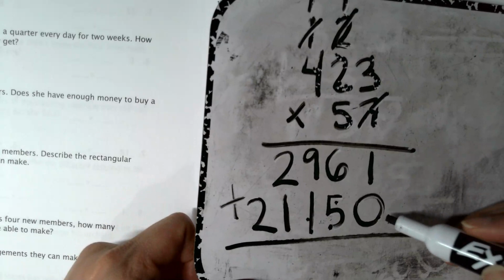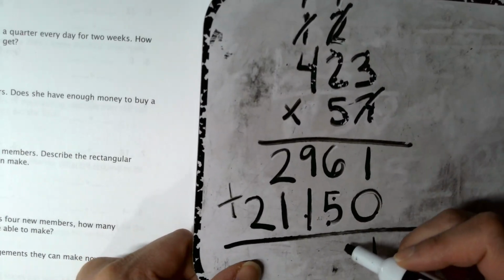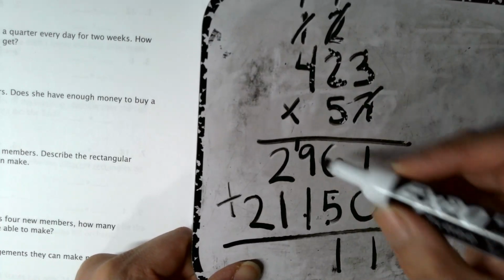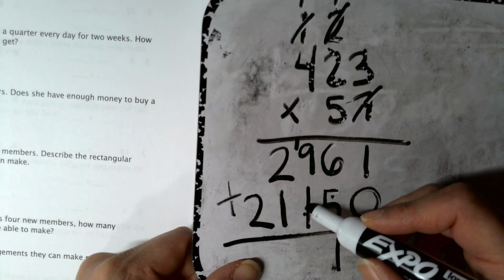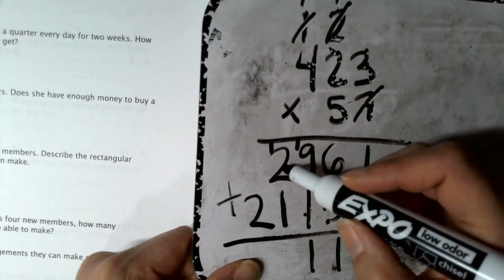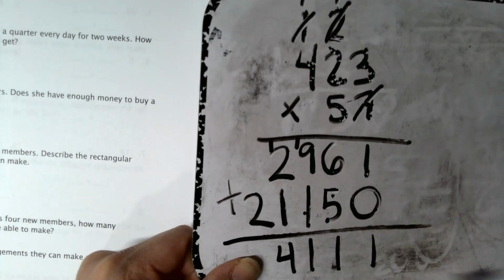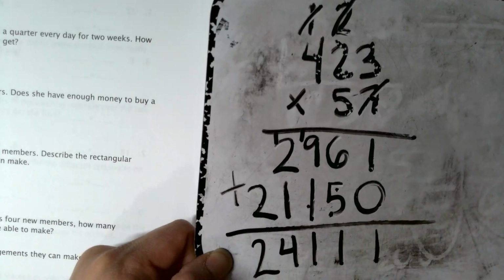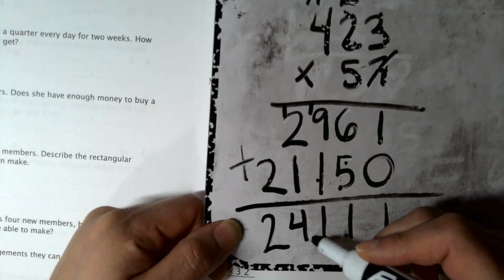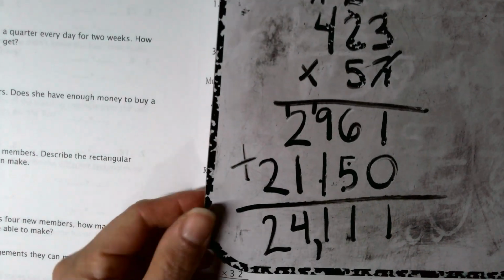Okay, 1 plus 0 is 1. 6 plus 5 is 11. We put down the 1, carry the 1 over here. 9 plus 1 is 10. Plus 1 more is 11. We put a 1, carry over the 1 here. Then we have 1 plus 2 is 3. Plus 1 again is 4. And then we bring down the 2. And then we count from the back: 1, 2, 3, and here goes our comma. So that's how we do these.